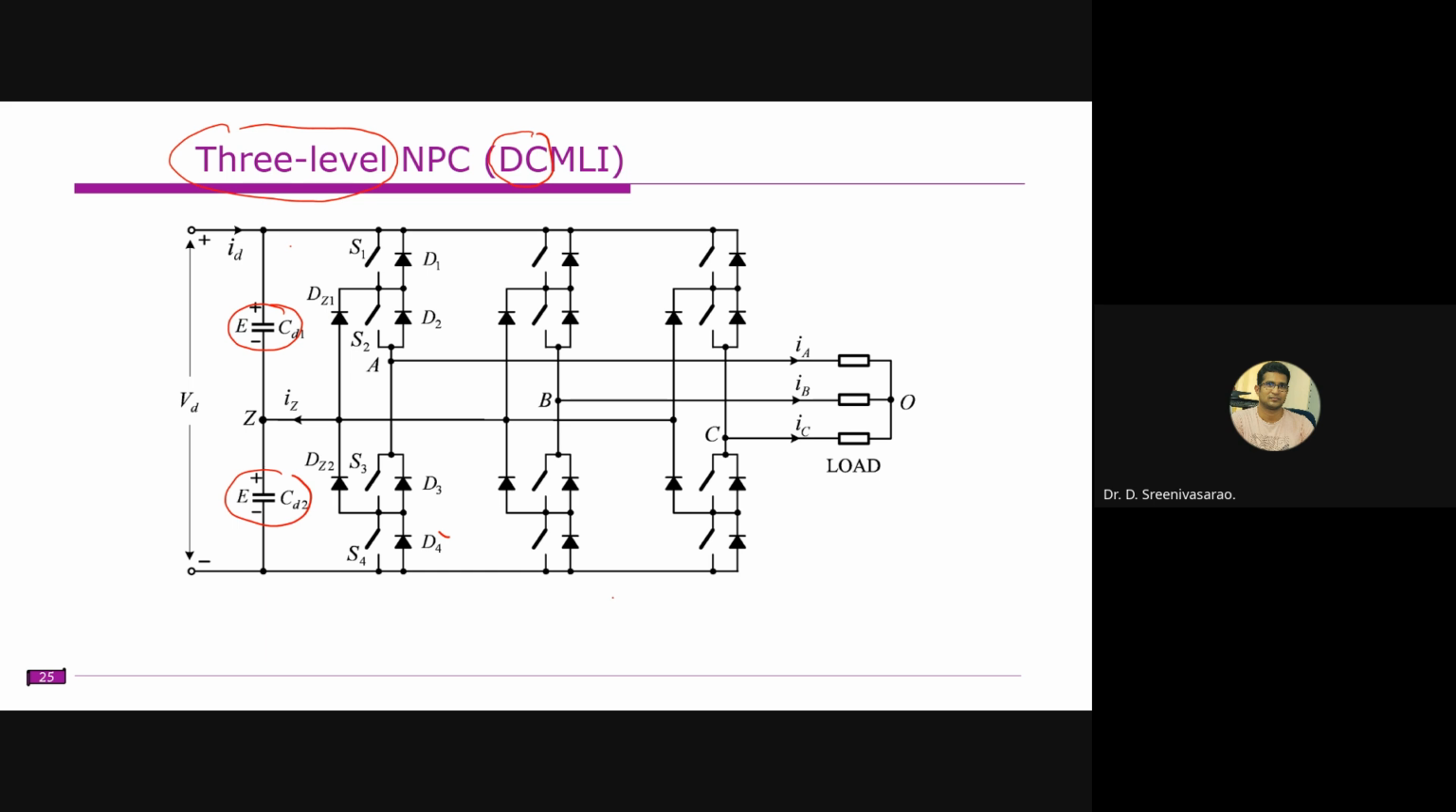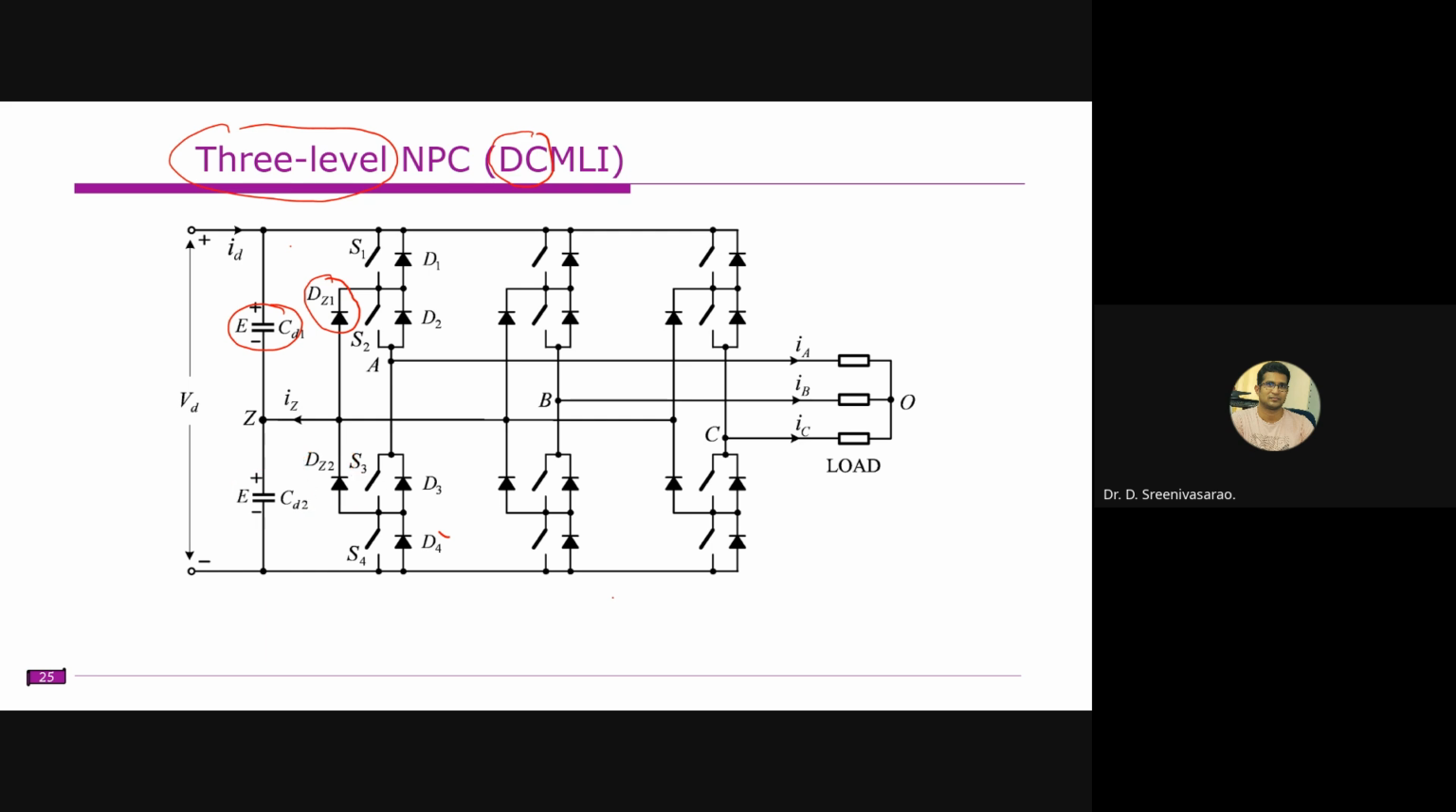The diodes are unidirectional devices, right? Sometimes we need to inject current into this neutral point, or sometimes we need to draw current from this neutral point. That means you require bidirectional power flow here, right? Therefore, we have another arrangement on the bottom side as well. Depending on the current direction, whether it is from source to load or load to source, either this diode will be conducting or this diode will be conducting, right?